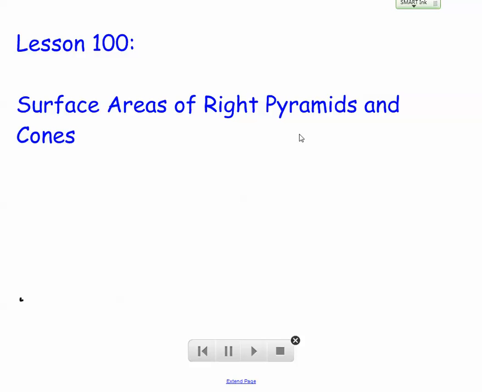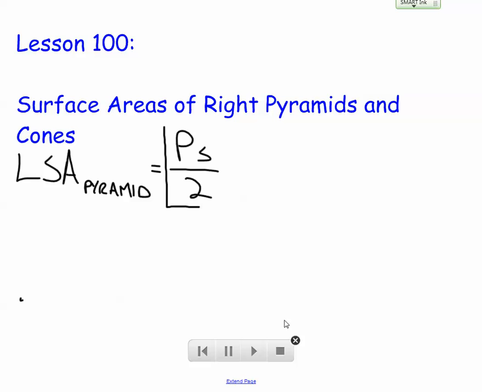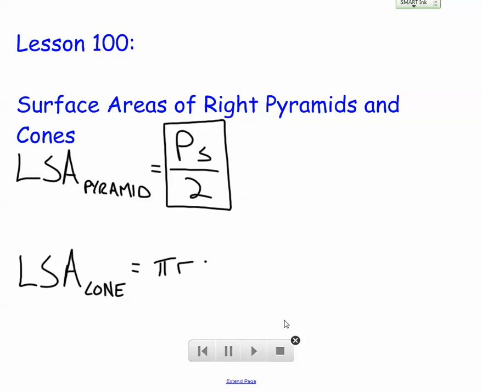All right, let's get into more of what you know and love, and that's three-dimensional geometry, specifically surface areas of right pyramids and cones. So let's first talk about the lateral surface area of a pyramid. There's a formula for this. You take the perimeter of the base and multiply that by the slant height, and then you divide by 2. And for the lateral surface area of a cone, you just do pi times r times s.